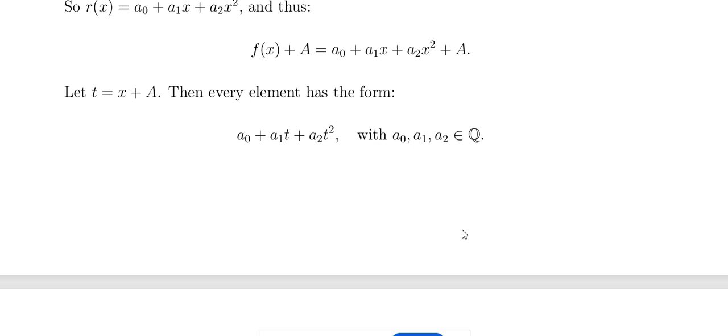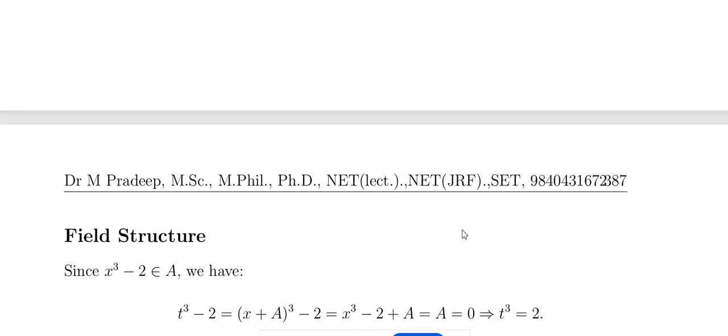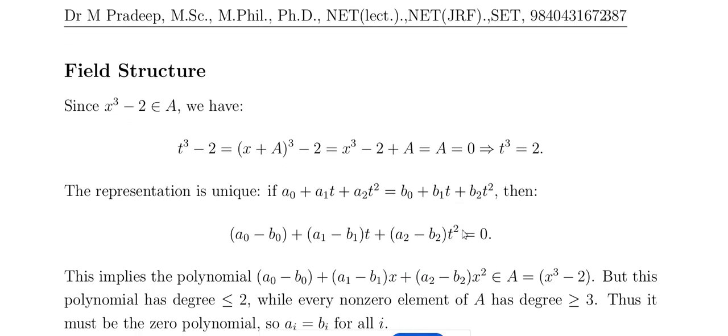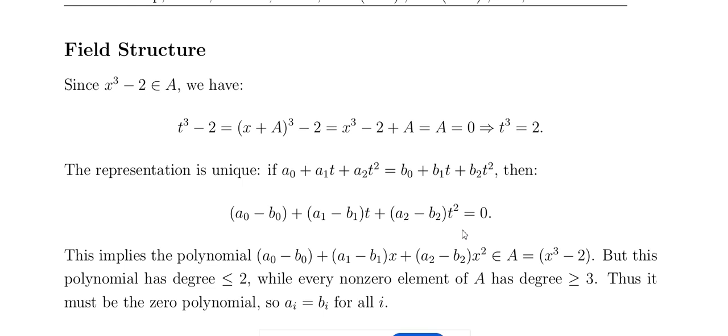Let t equal x plus A. Then every element is of the form a0 plus a1 t plus a2 t square, where a0, a1, a2 belong to Q. Then the structure: t cube minus 2 is (x plus A) cube minus 2, and when you express x cube minus 2 plus A, that is equivalent to A, this is equal to 0, am I correct? So from this, t cube equals 2.